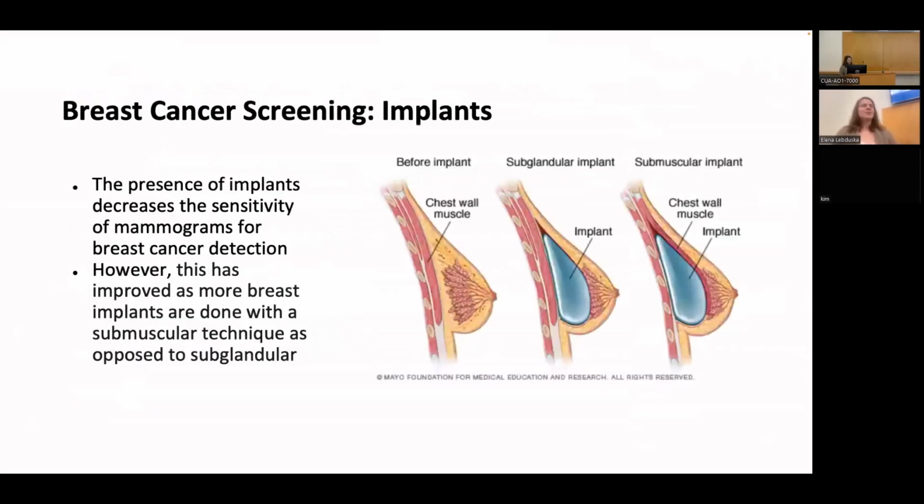So lastly, when you have a patient with an implant, regardless of who they are, how do you have to screen them? The presence of an implant decreases the sensitivity of mammogram for breast cancer detection. And it really depends on where you place the implant, and the next slide will show that. But since more breast implants are done with that submuscular or subpectoral placement, it actually makes mammograms much easier.